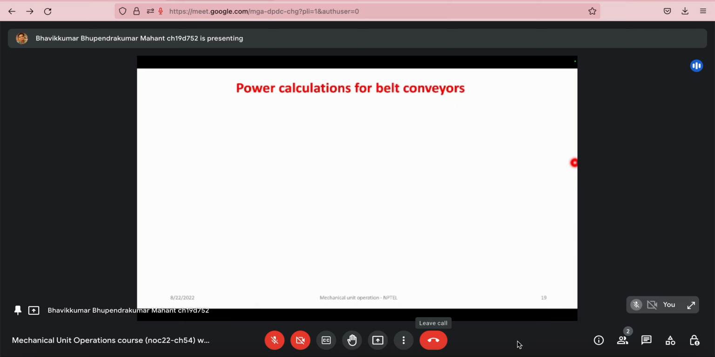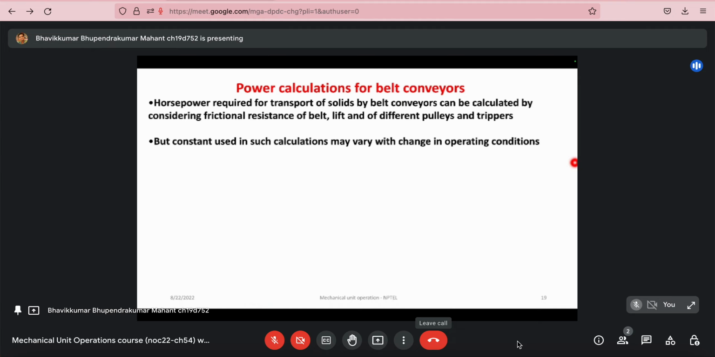Now the power calculation of belt conveyors, and there are examples based on these basic equations. There are many ways. If you follow the textbooks, you can derive these equations for the power requirements. But basically we just have to remember the equation, so we don't need to go through much derivation and can consider the direct equation.